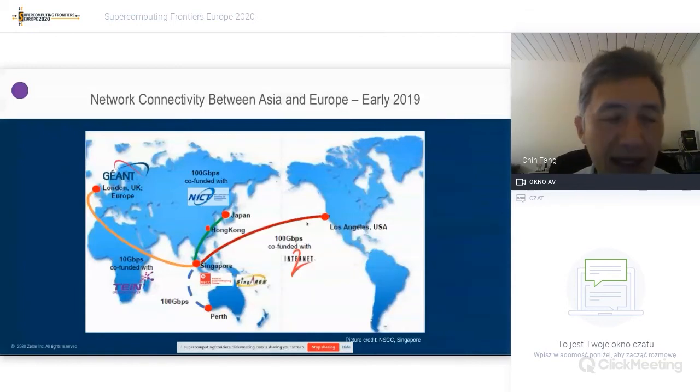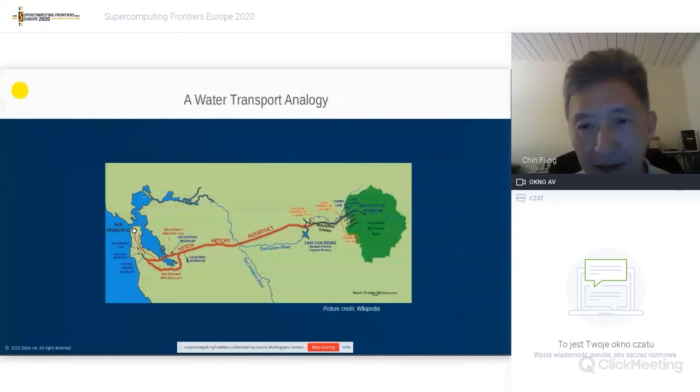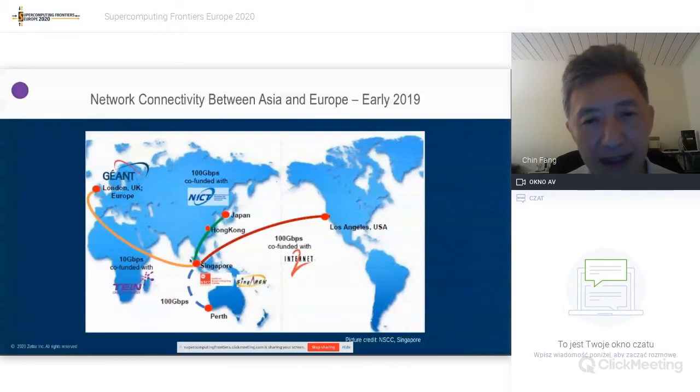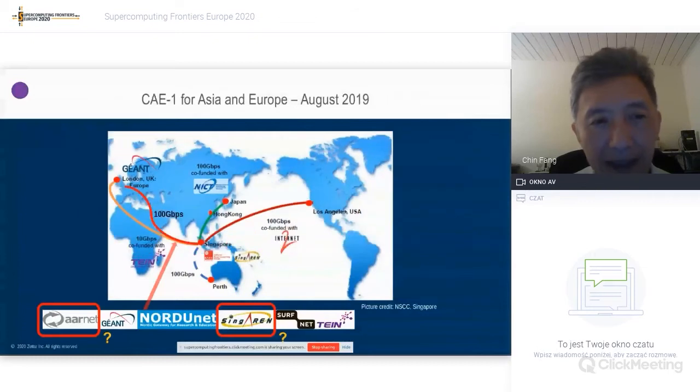For many years between Europe and Singapore, the seemingly shorter path was only a 10G link. That's not really sufficient for today's high-speed transfer requirements. So in August 2019, a new link, operated and owned by six different operators, including AARNet of Australia, GÉANT, Nordunet, Sinet, SURFnet and TEN, became operational. That's the CAE-1. Now, you say this one looks shorter, so that should be working better, right? Actually, not really. Let me show you why.